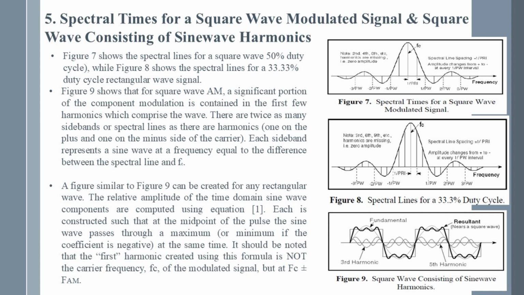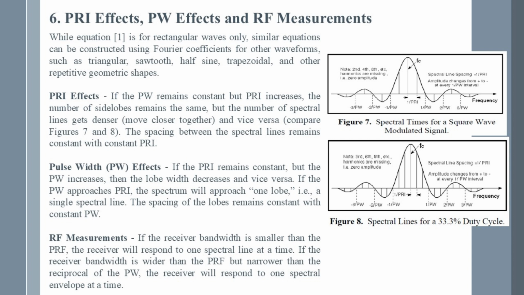Each is constructed such that at the midpoint of the pulse the sine wave passes through a maximum, or minimum if the coefficient is negative, at the same time. It should be noted that the first harmonic created using this formula is not the carrier frequency, Fc, of the modulated signal, but at Fc plus or minus FAM. 6. PRI effects, PW effects, and RF measurements.